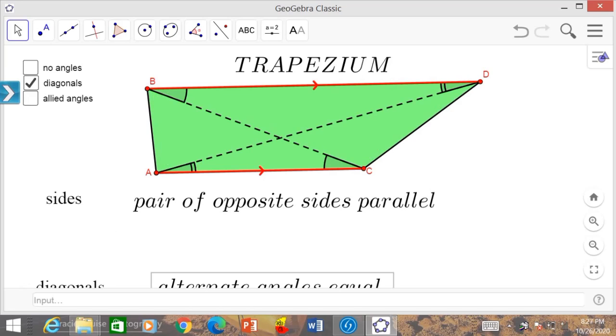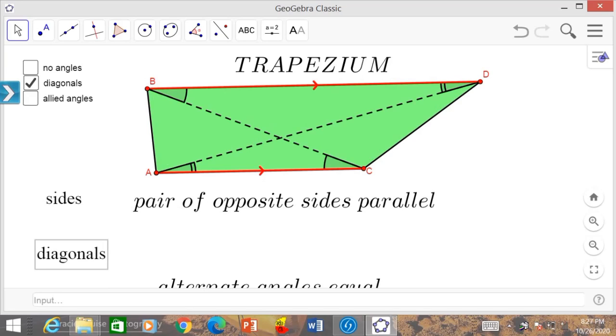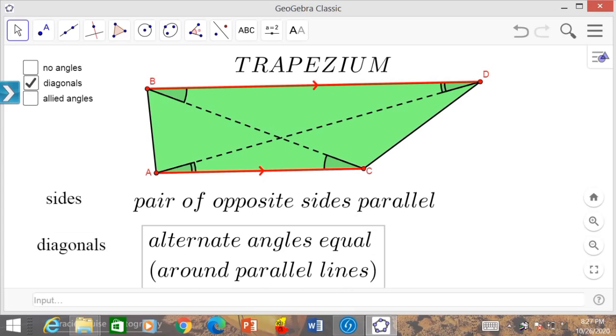Now draw the diagonals. Now see here, which are the diagonals? AD and BC are diagonals. Line joining the opposite vertices are called diagonals. AD is a diagonal, BC is a diagonal.